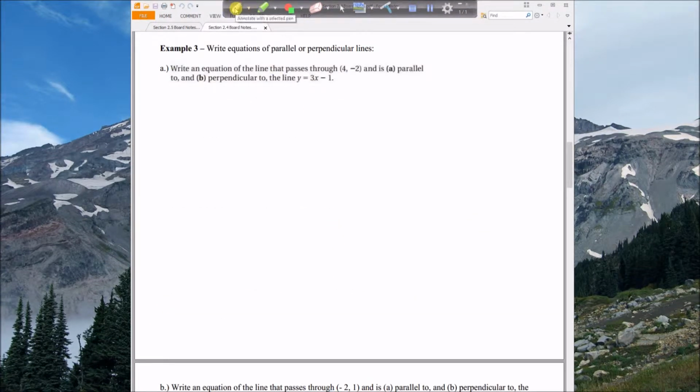Example 3. Example 3 says write equations of parallel and perpendicular lines. It's a little bit more work, but since they gave you a line, you really have the slope, so it's almost the same as example 2. It's not much different, just your ability to recognize parallel and perpendicular. In the previous lesson we spoke about that. Parallel lines have the same slope, perpendicular lines have negative reciprocal slopes.